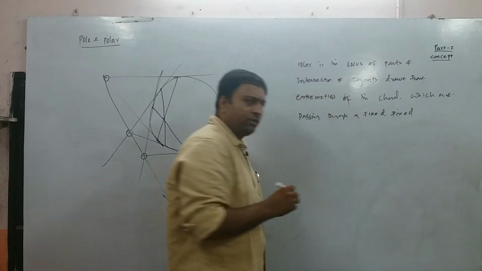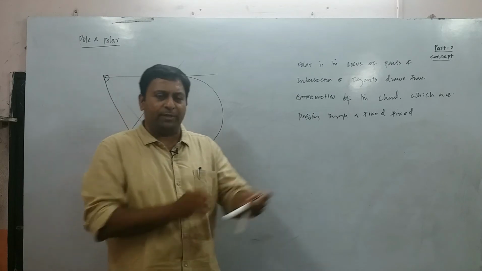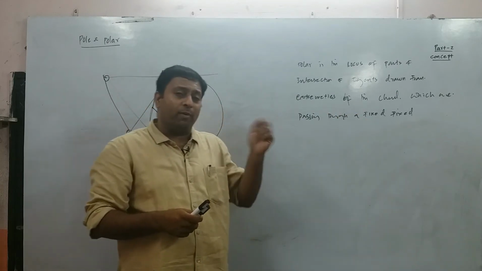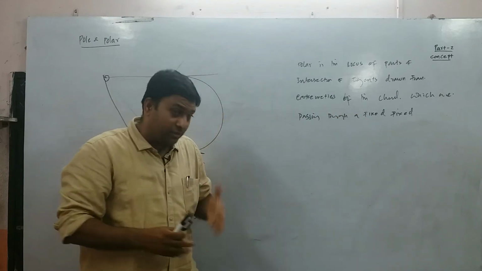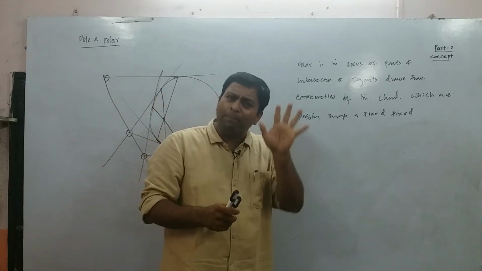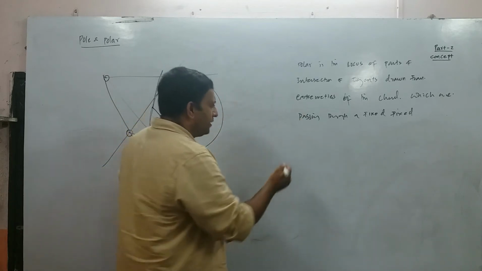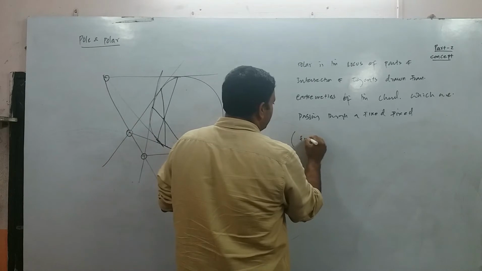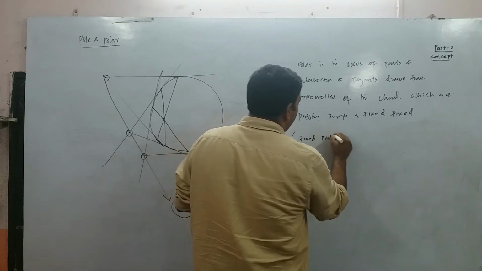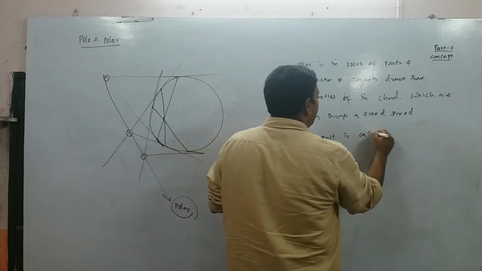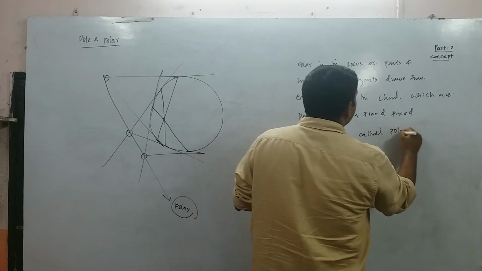So if somebody is asking you the definition, you have to write this definition. What is polar? Polar is the locus of points of intersection of tangents drawn from the extremities of the chord which are passing through a fixed point. And the fixed point, I write in brackets, is called the pole, right?